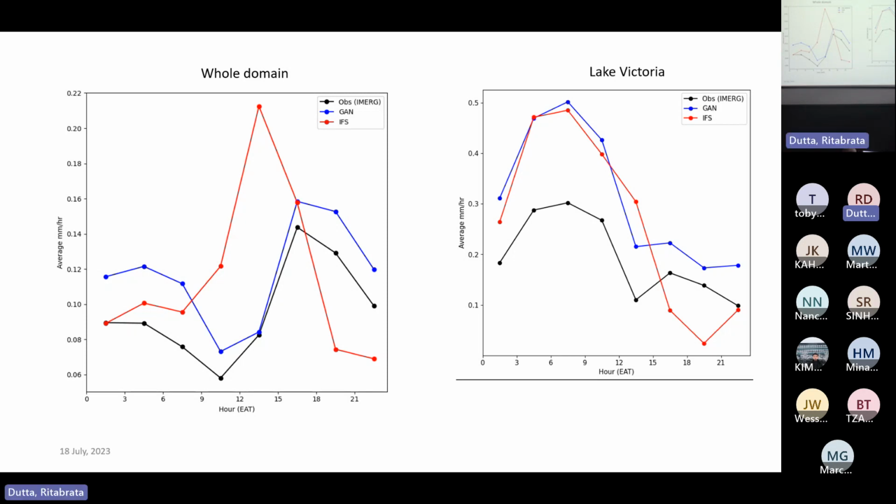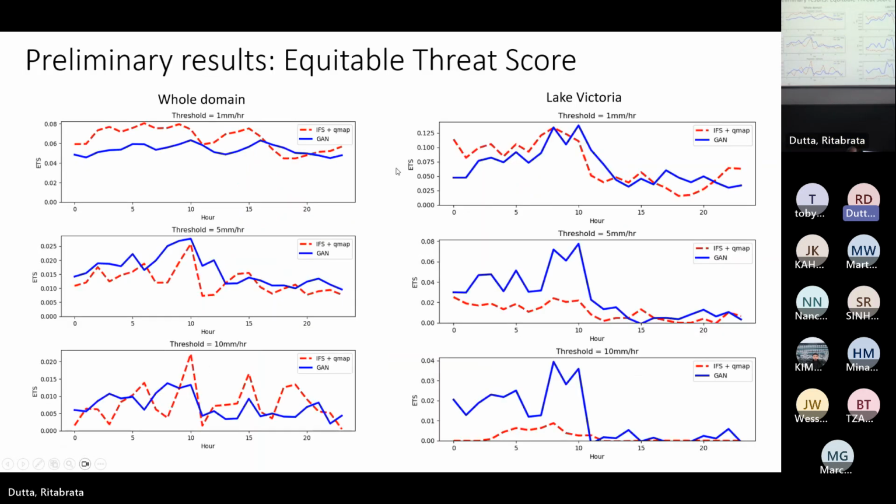So I guess this is interesting. The GAN is not really improving the diurnal cycle as much as it is over the rest of the domain, and it tends to overpredict a little bit, just like the IFS, but there is a slight improvement towards the end of the day. And continuing with that as well.